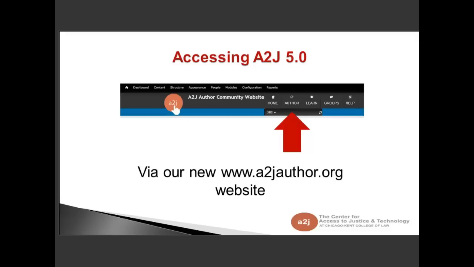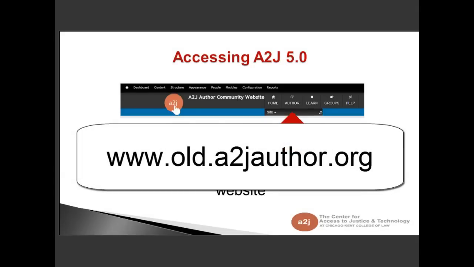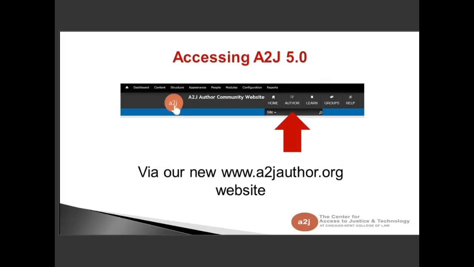To access the new authoring tool, you need to visit our new a2jauthor.org website. Our new a2jauthor.org website requires you to register again. Even if you had an account on the old website, you need a new account on this new website. Speaking of the old site, it still exists. So if you still want to download 4.0 or see any of our training materials in 4.0, you can go to old.a2jauthor.org. That's old.a2jauthor.org. But the new tool is at plain old a2jauthor.org.